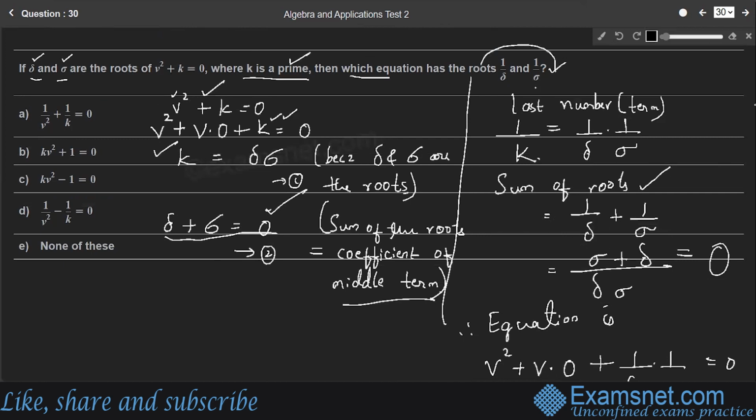So that its roots are 1 by delta and 1 by sigma, right? So look at the options. Option B is the right answer, right? When roots are 1 by delta and 1 by gamma, the quadratic equation becomes kv square plus 1 is equal to 0. When roots are delta and gamma, the quadratic equation is v square plus k is equal to 0, where k is a prime, right? Therefore, option B is the right answer.